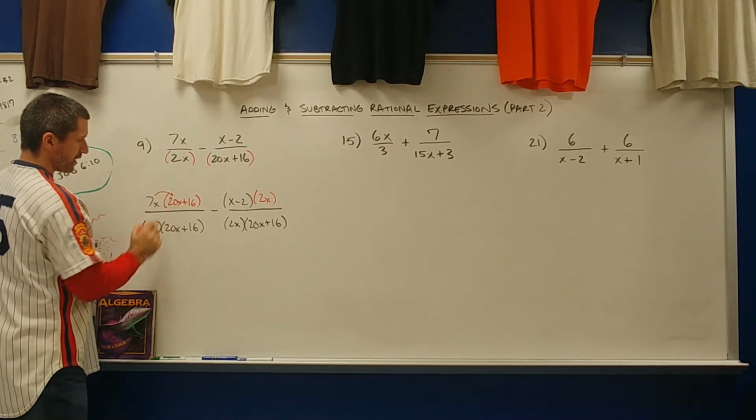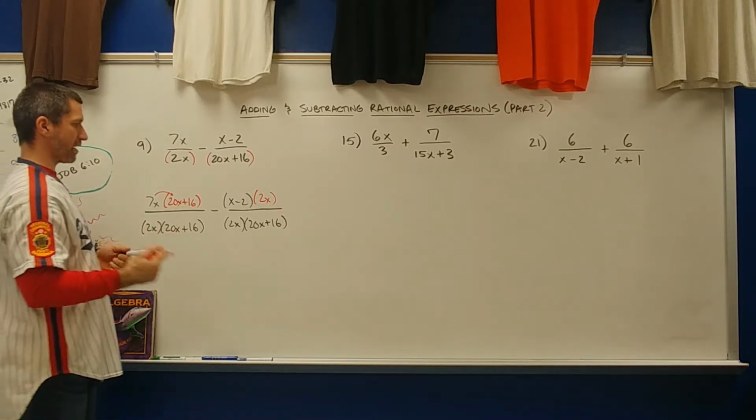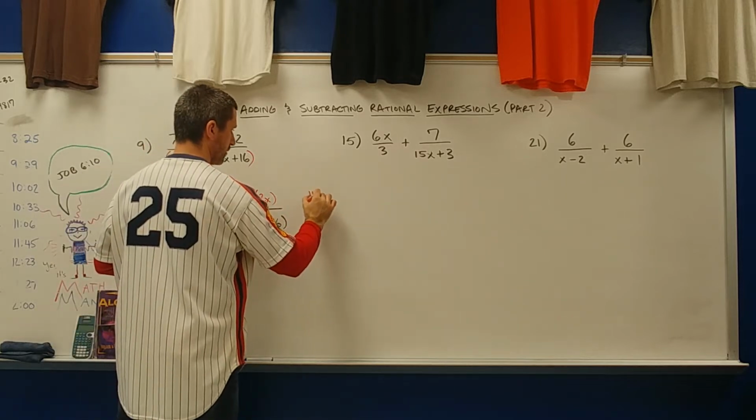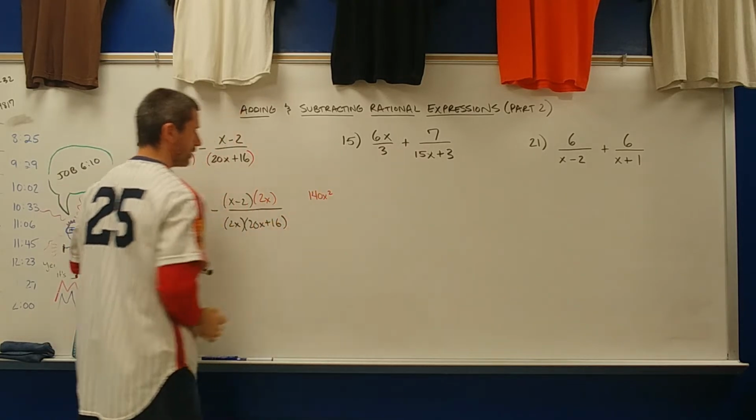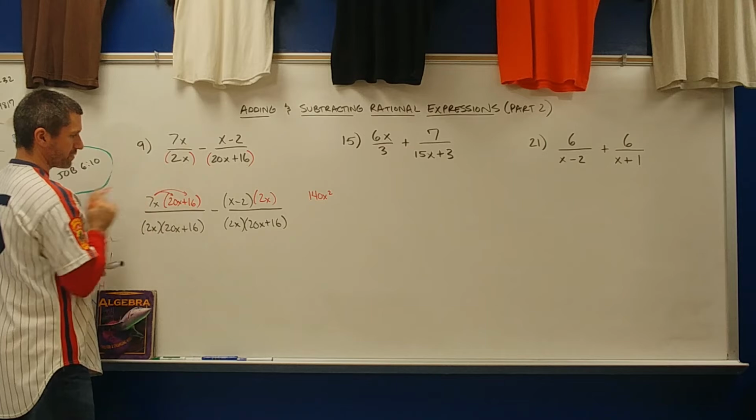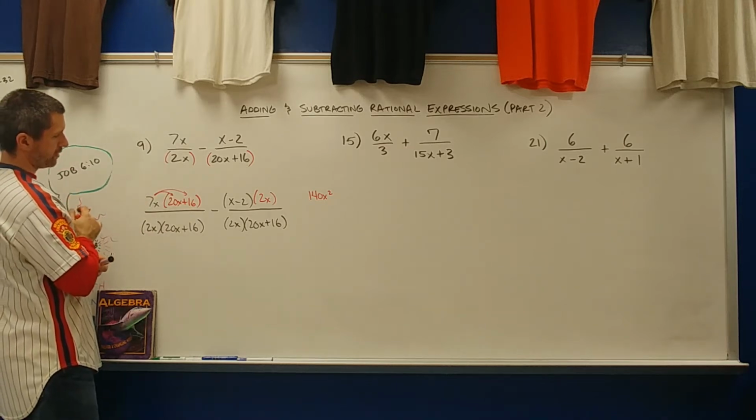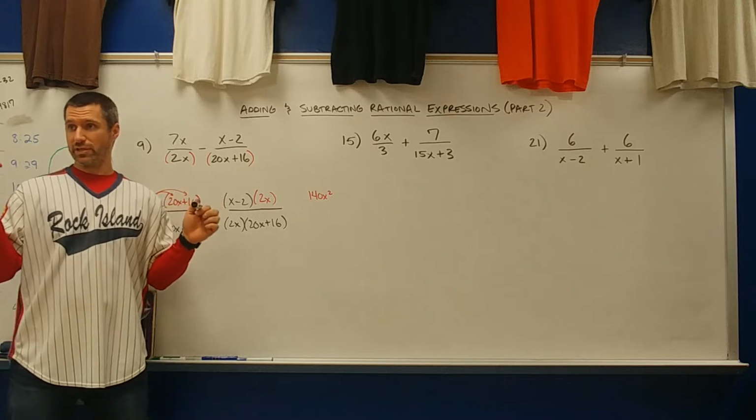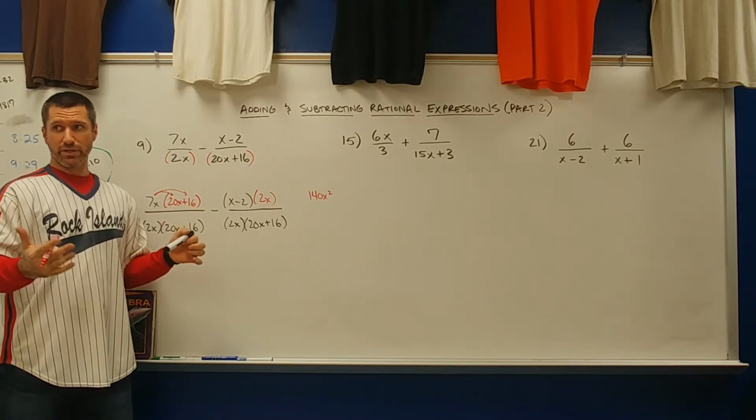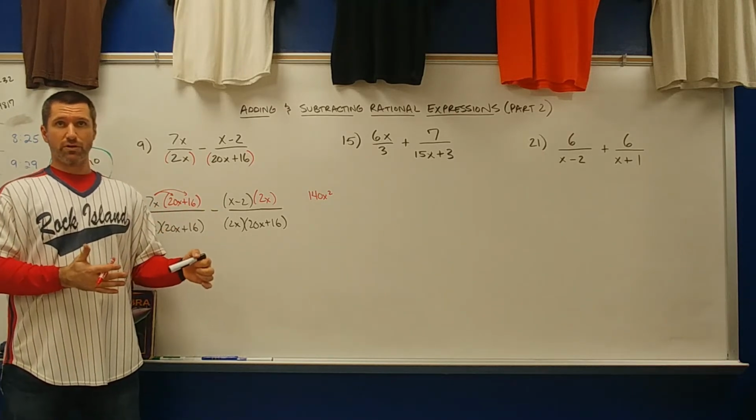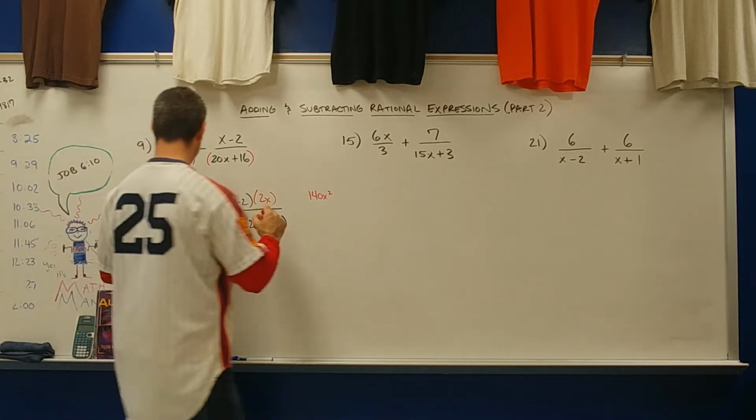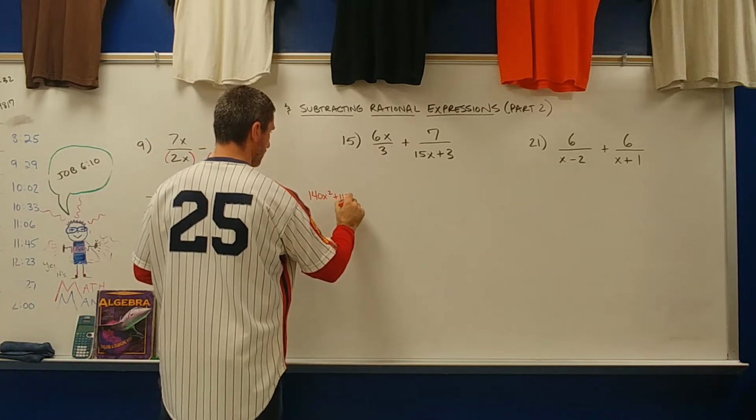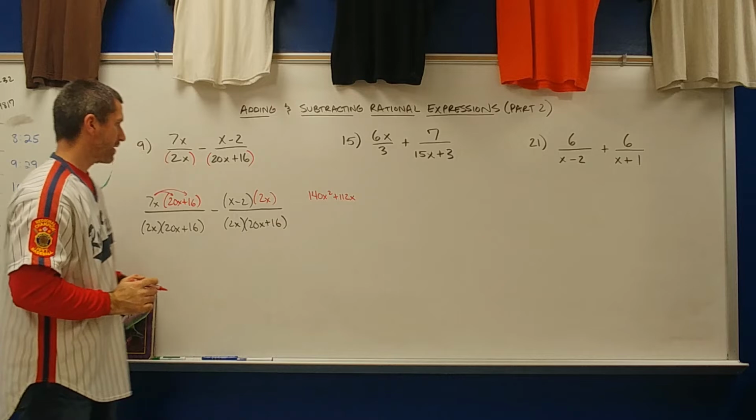7x times 20x is 140x squared. And then we've got 7x times 16, which is, anybody quick, 7 times 16. 7 times 10 is 70. 7 times 6 is 42. 70 and 42, 112? Okay, 112. Don't forget there's an x on that.